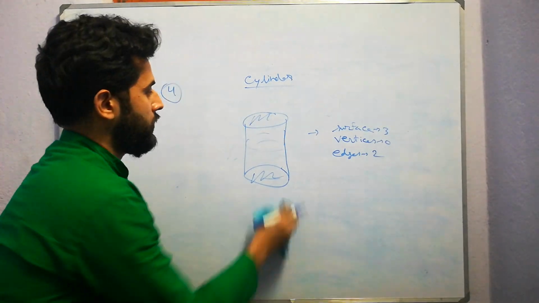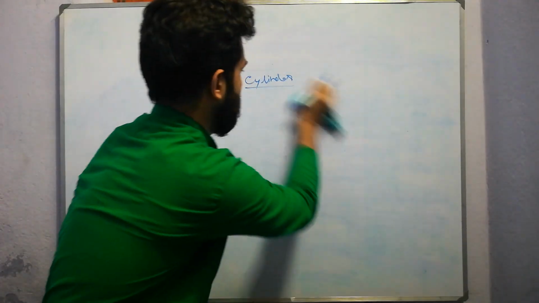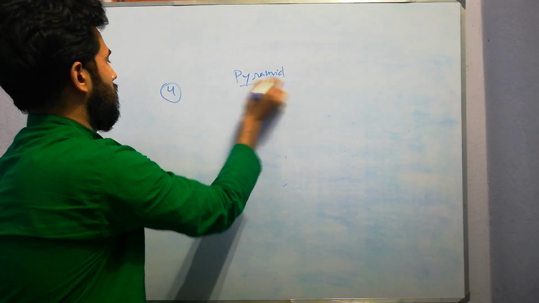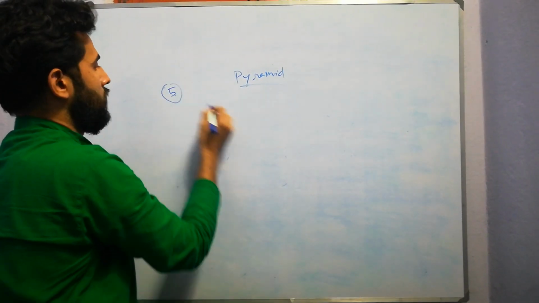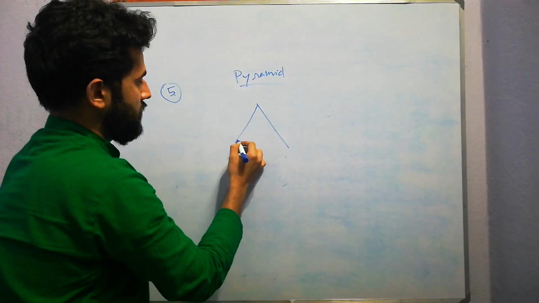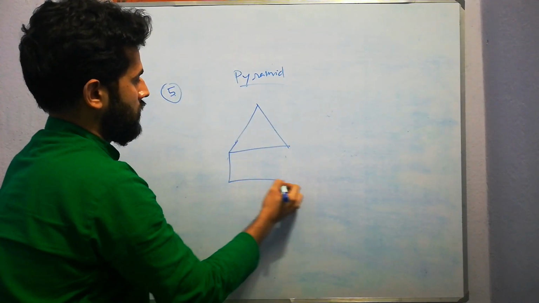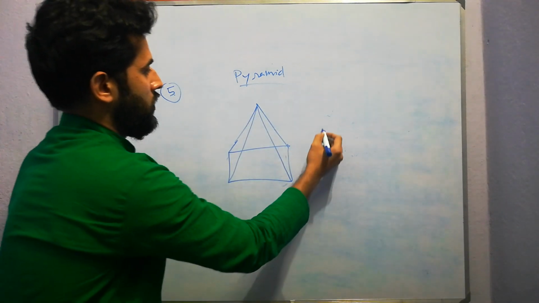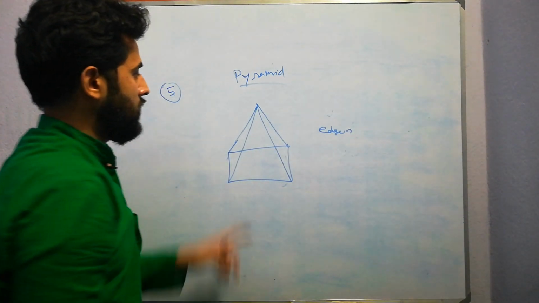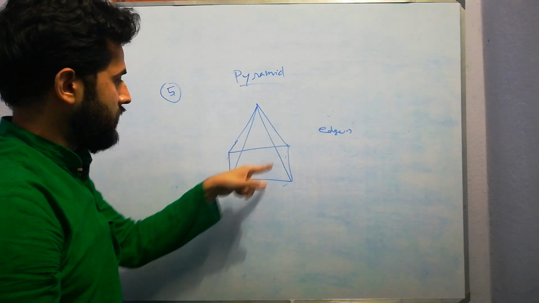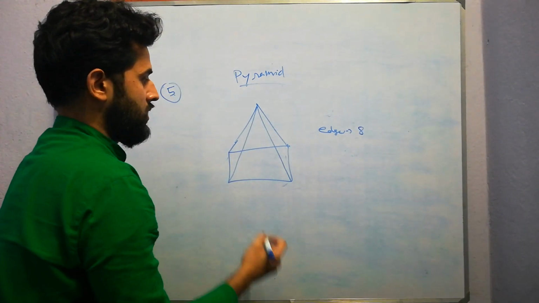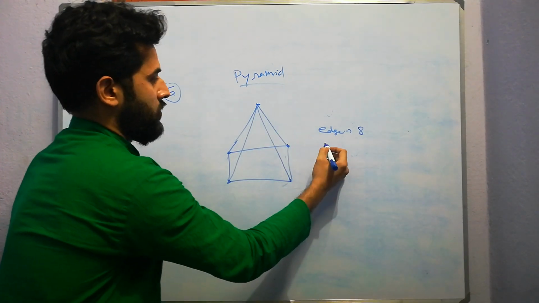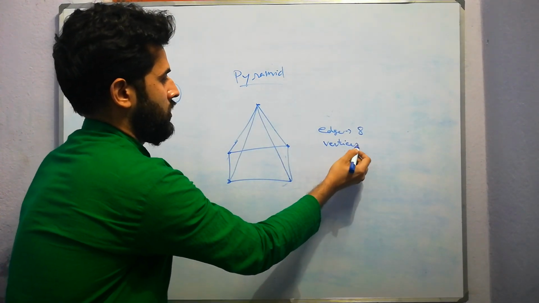Next we'll go to the pyramid. It's number 5, a pyramid just like this. So you can tell how many edges it has. These are 1, 2, 3, 4, 5, 6, 7, 8. 8 edges. How many vertices? 4 and this 5. So vertices is 5.